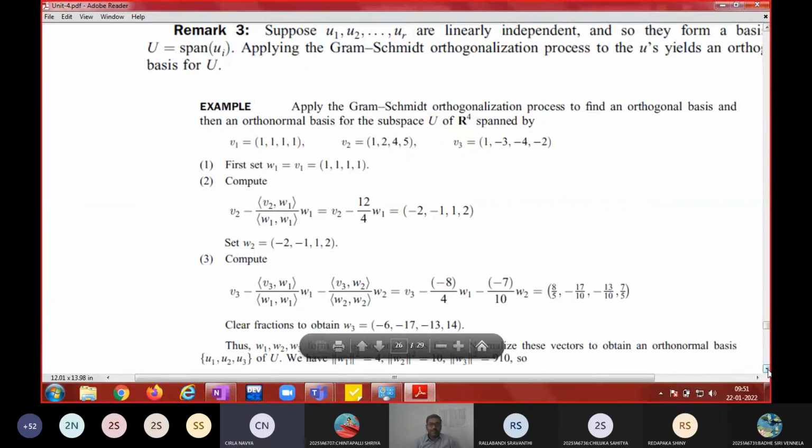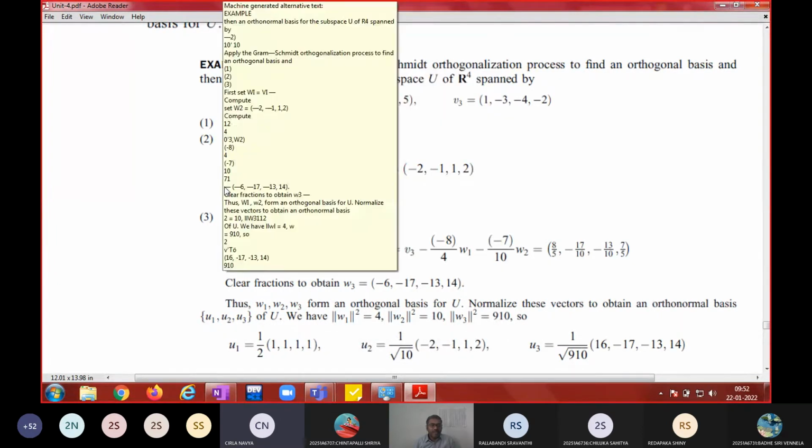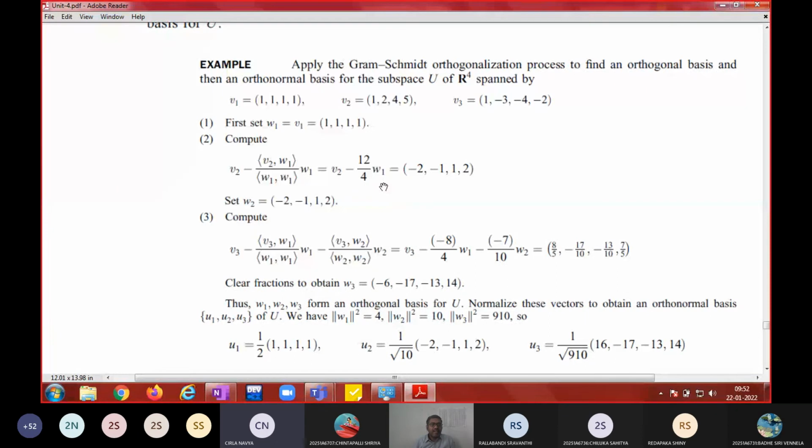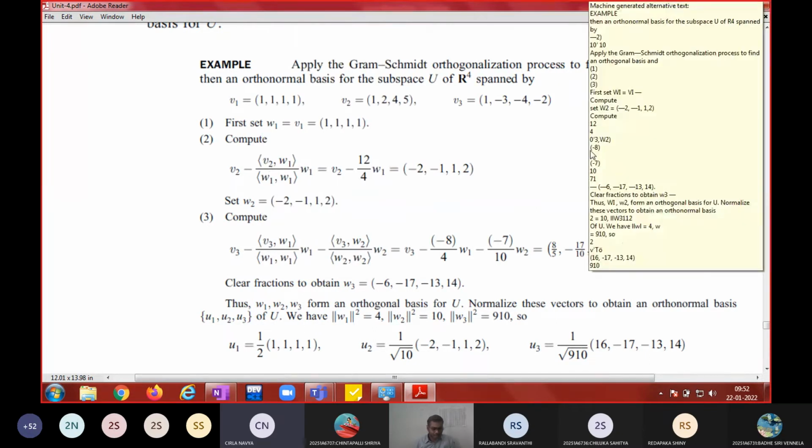finding the orthogonal elements. The first element is going to be V1. How do you compute the second element? The second element is V2 minus the inner product of V2 with W1, divided by the inner product of W1 with W1, times W1. What is the inner product of V2 with W1?